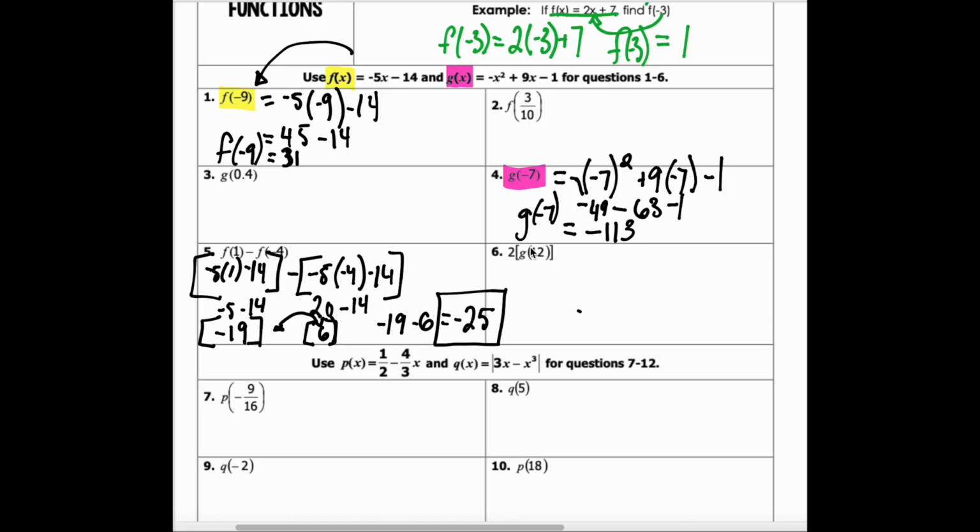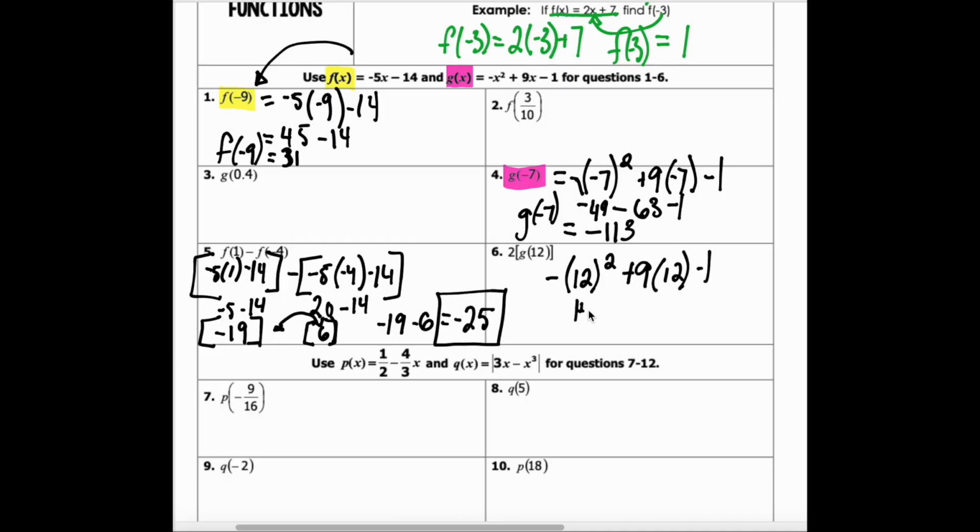We have to first find the function with the input of 12, and notice how they put a bracket around it so that they tell us that we need to handle what's inside the bracket first. And then once we find the function with the input of 12, we're going to multiply that by 2. So we have g, our function of g, so that's going to be negative x squared, and now our x is going to be 12 squared plus 9 times 12 minus 1.